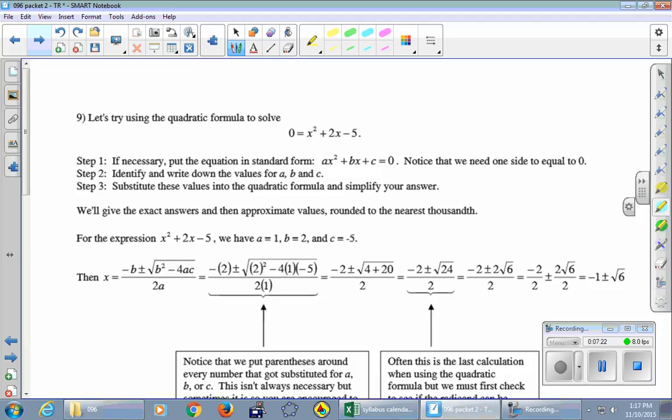Here's our equation, 0 equals x squared plus 2x minus 5. This is the one that we could not factor a second ago. This is the one where we should get answers right around 1.4 and negative 3.4. Let's give it a shot.